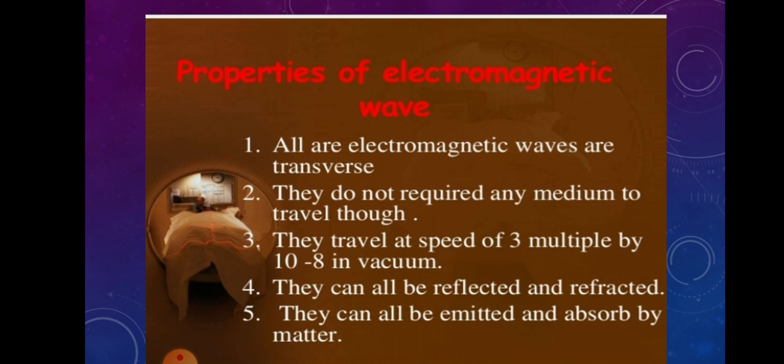Properties of EM waves. All EM waves are transverse. They do not require any medium to travel through. They travel at the speed of 3 × 10^8 m/s in vacuum. They can all be reflected and refracted. They can all be emitted and absorbed by matter. According to the transverse nature, the particles move perpendicular to the direction of motion, so it is called transverse nature.